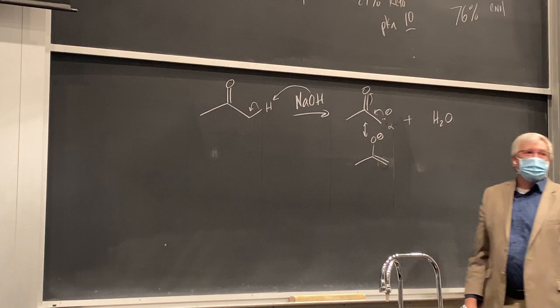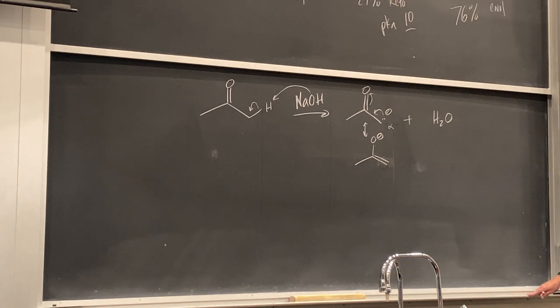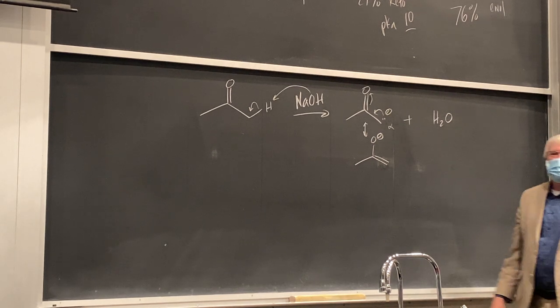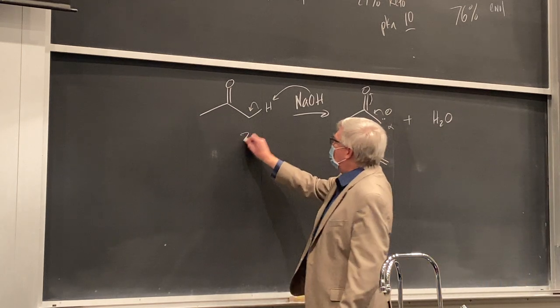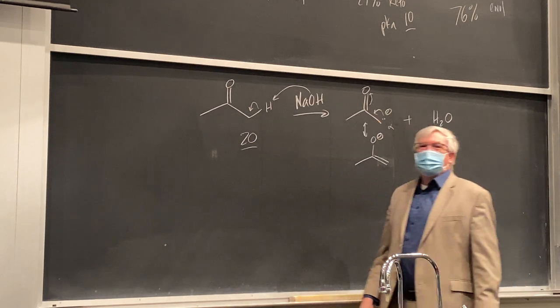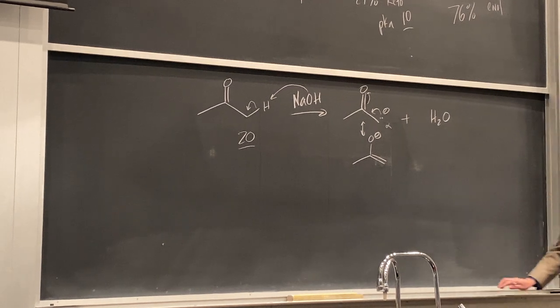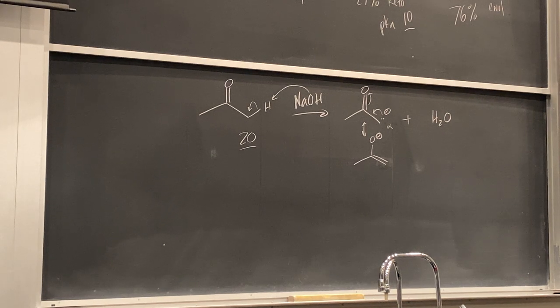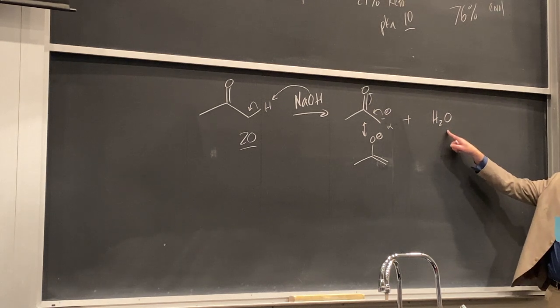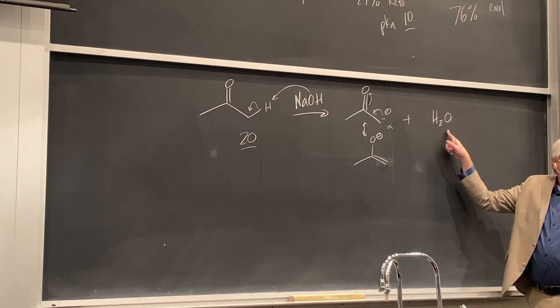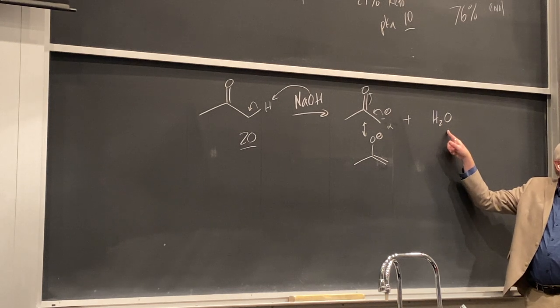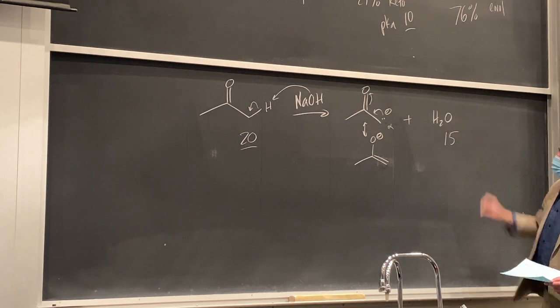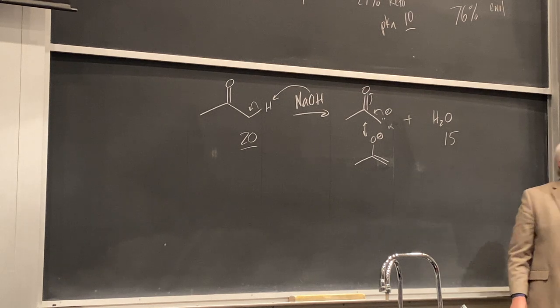But is this favored or not? We know a couple things here, right? I just gave you the pKa of a simple ketone, which is about 20. And what's the other pKa we need to know here before we can say something about the reaction equilibrium? We need to know the pKa of what? Water, right. And anybody remember what that is? Yeah, it's 15.7 or something. Let's just say 15 so we can make this easy, okay?